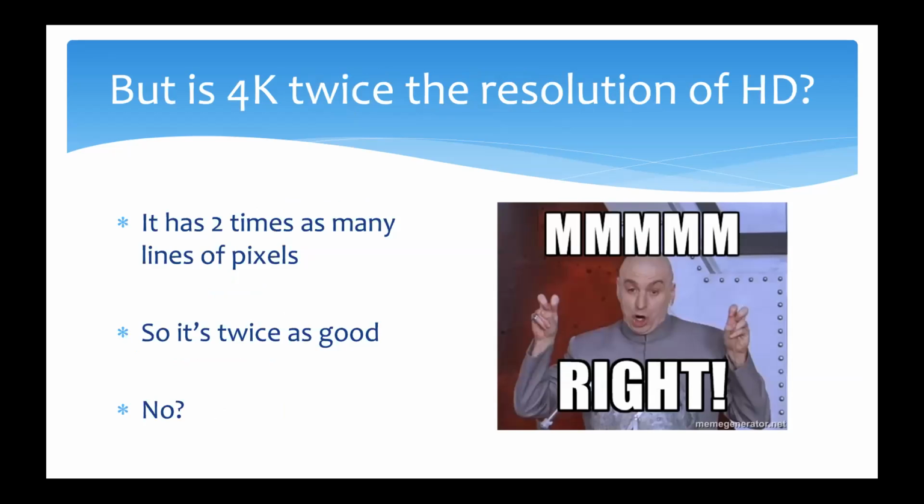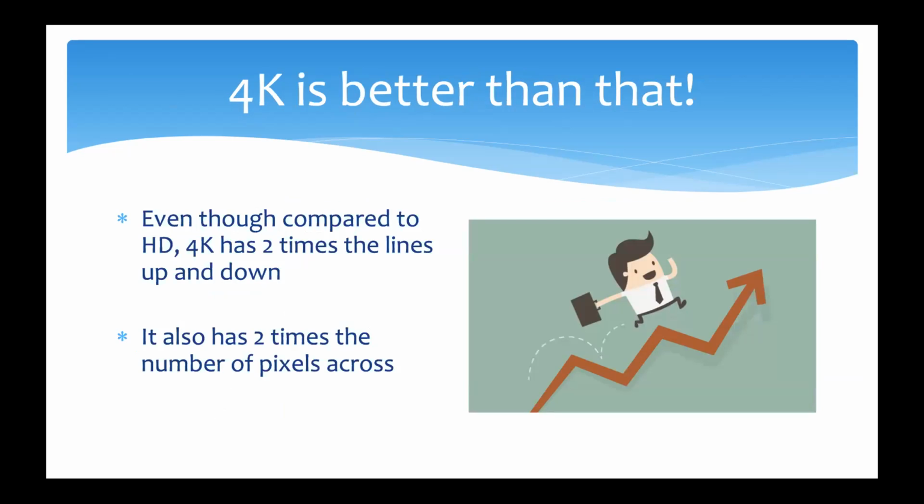But is 4K twice the resolution of HD? It's got 2 times as many lines of pixels, right? So it's twice as good, 2160 versus 1080? No, it's better than that. There's 4 times, because remember, there's 2 times the number of pixels tall, but it's also 2 times the number of pixels across compared to HD. So 2 times 2 is 4.